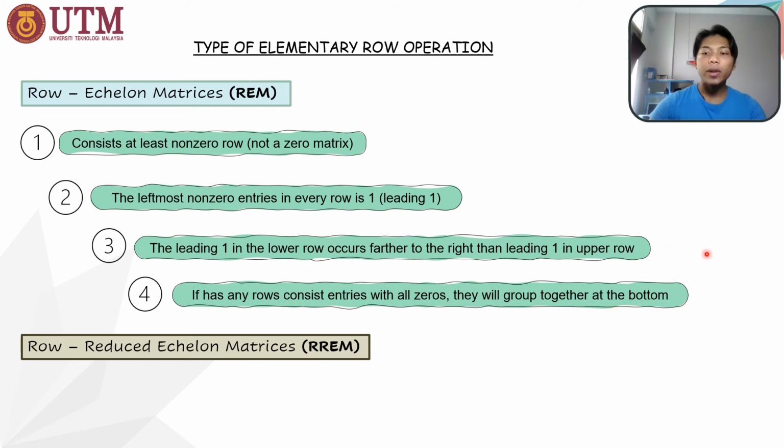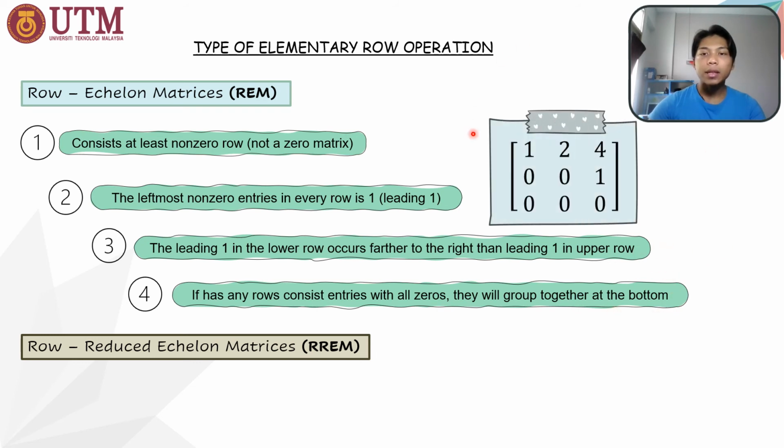So what is the meaning of this? Okay, you guys can see this is a simple example of REM, which for the first property consists of at least one non-zero row. You guys can see that over there, and then the leftmost non-zero entry everywhere is one. We call this a leading one. So you guys can see this, we call it a leading one.